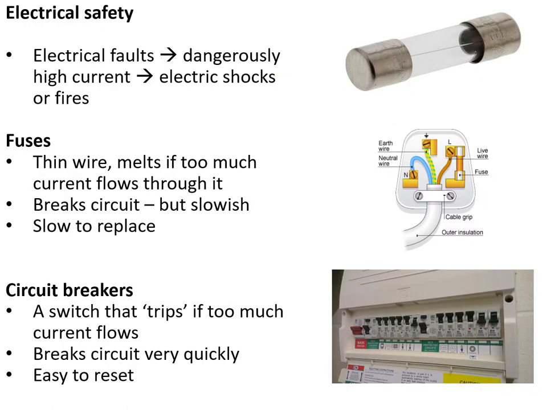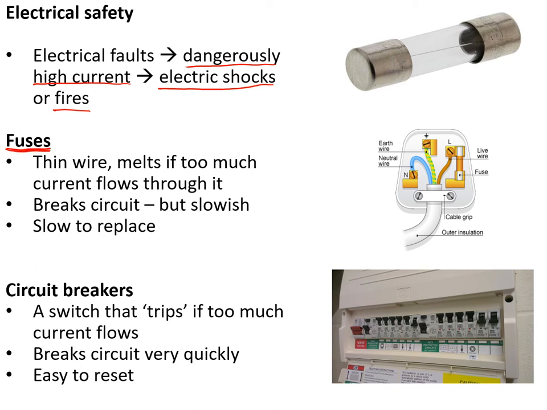Electrical safety. Now, if an electrical appliance develops a fault, such as a loose wire or something like that, it can cause dangerously high currents to flow through the appliance, which could mean something as unpleasant as dangerous electric shocks to the person using it, or it could potentially lead to fire. So most electrical equipment is fitted with safety devices to prevent this happening. Now, the main type of safety device is called a fuse.